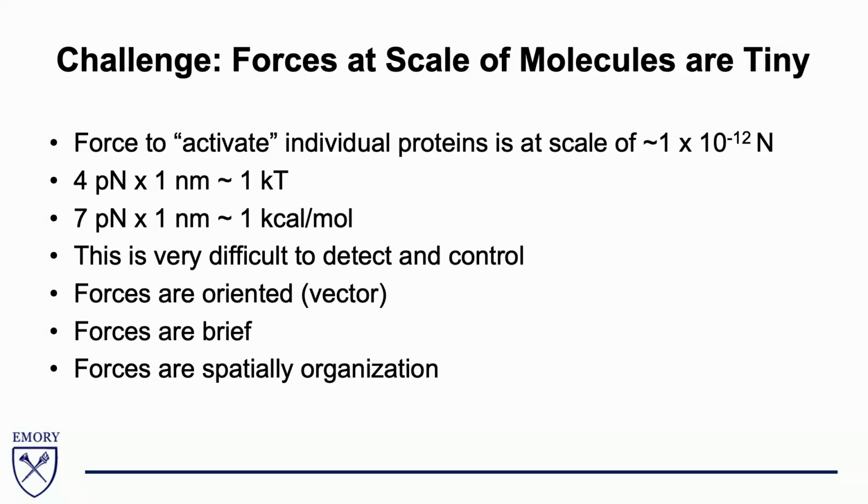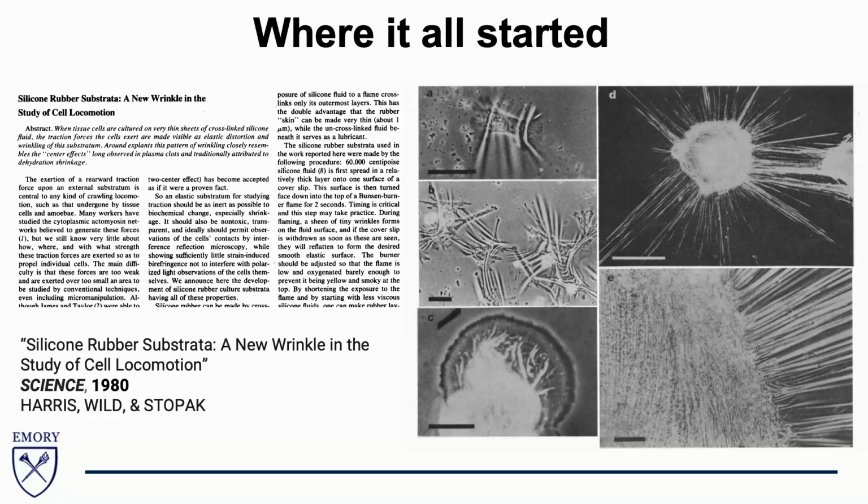And this is really the problem. And so we as a community have been trying to measure these forces for a long time. And so I'm going to give you a brief history of some of the tools available. If you start really, one of the oldest methods reported was in this 1980 Science paper. This is work by Harris, Wild, and Stopak. They were wondering how much force or whether cells apply force at all when they're adhering or migrating on a surface. And so what they did is they made rubber substrates.